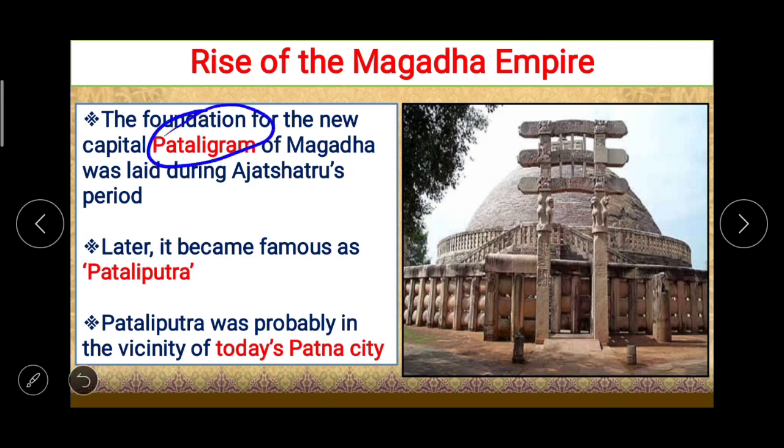In the rise of the Magadha Empire, the foundation for the new capital Patligram of Magadha was laid during Ajatashatru's period, and later it became famous as Patliputra. Patliputra was probably in the vicinity of today's Patna city. Here you can see.